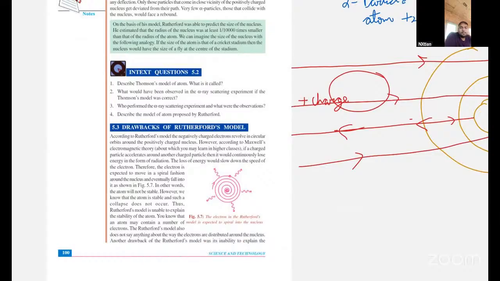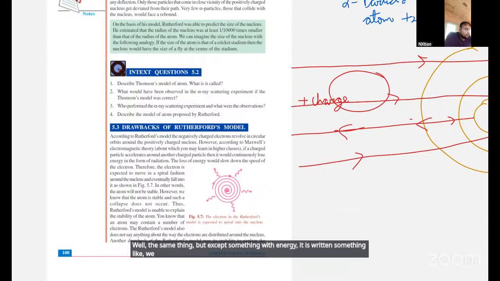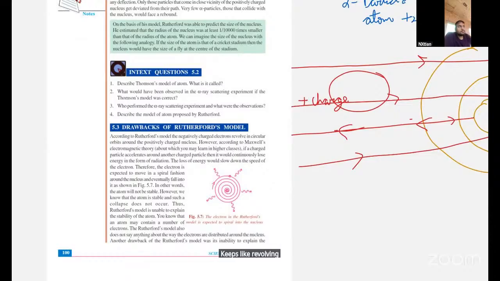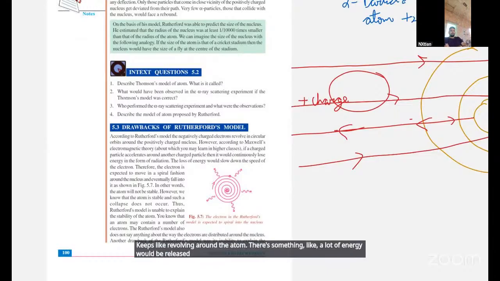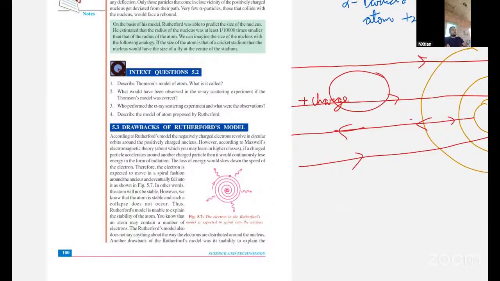Okay, Agatha knows. Yes, Agatha, do you have any idea? Well, the same thing, but something with energy. We know an atom is stable and such a collision will not appear. And when the electron keeps revolving around the atom, a lot of energy would be released, making the atom unstable, and finally it will fall into the nucleus. Okay, it's like this. I'll tell you the reason.